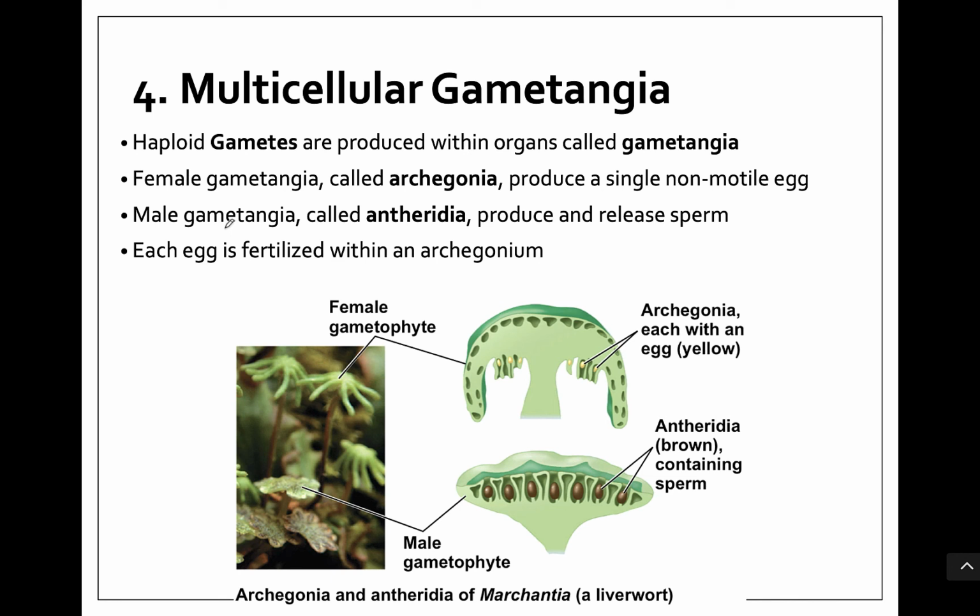Plants also produce multicellular gametangia, which is gamete bodies. And there are two separate terms for these depending on if it's producing female gametes or male gametes. So a female gametangia is called an archegonia, and a male gametangia is called an antheridia. A female gametangia produces one single non-motile egg, and then a male gametangia is going to release sperm.